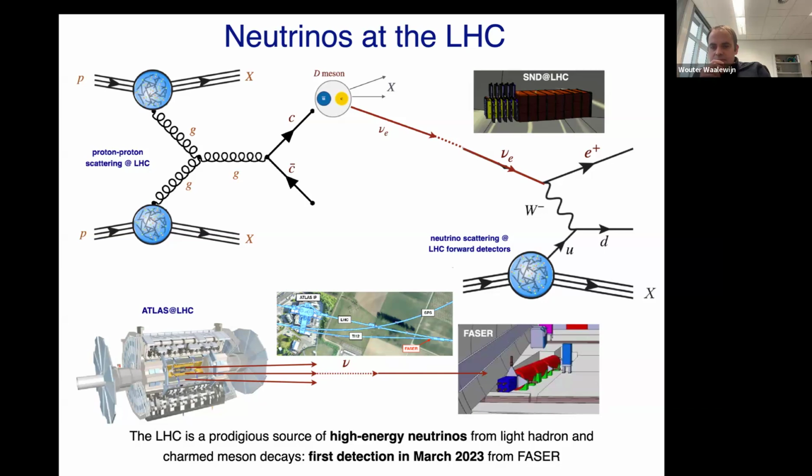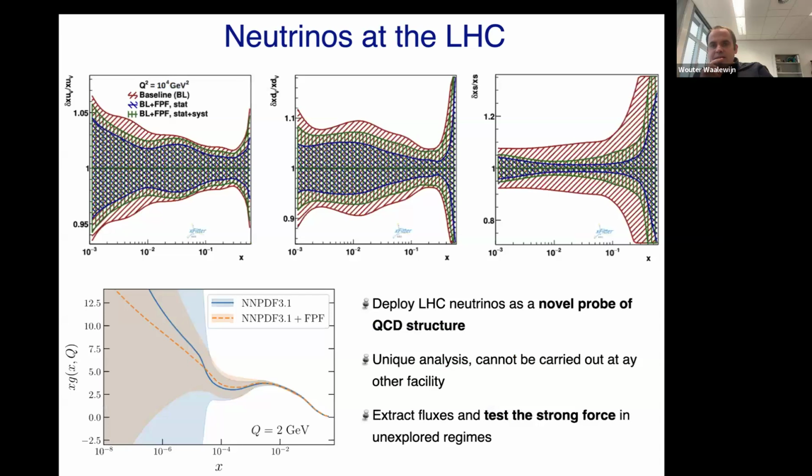And yeah, the first detection was in March 2023 from FASER. And the interesting thing is that it gives you constraints on the structure of the proton. And there are different plots to illustrate that. So these are for different PDFs, and you can see the baseline in the top panels in red.